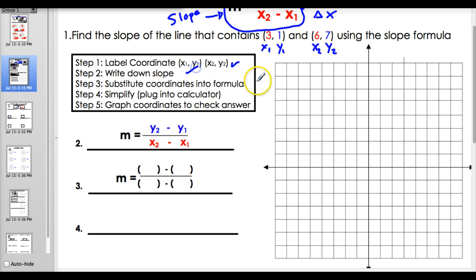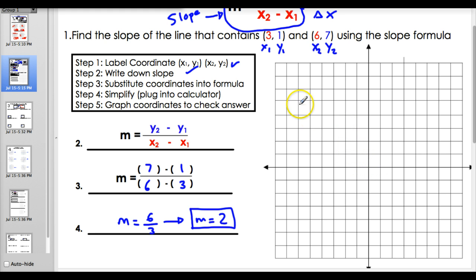Now our third step, substitute the values into the formula. So our y2 is 7, our y1 is 1, our x2 is 6, and our x1 is 3. We put this into our calculator. You could do the tops first: 7 minus 1, you get 6, and the bottoms, 6 minus 3 is 3. Now you're not done, you have to simplify, okay? So when you simplify this, you should get m equals 6 divided by 3 is 2. You always must simplify your slope. Don't just leave it like that. Check to see if it can be simplified, okay? So our slope in this case is 2.